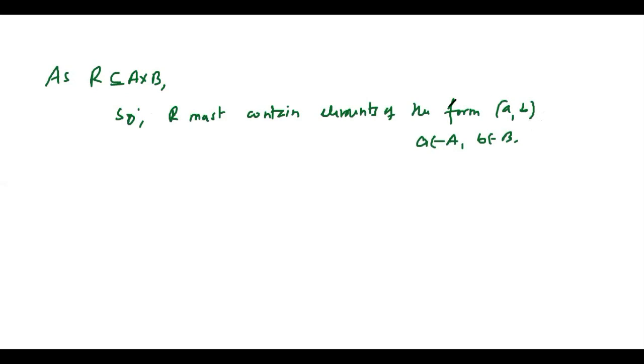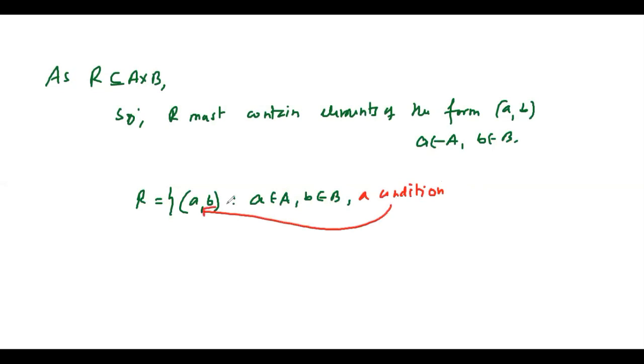That means R can always be written like this, where a belongs to A and b belongs to B. But remember, if I do not write anything, it will mean A cross B only. And then a condition, which tells you how these are to be considered.